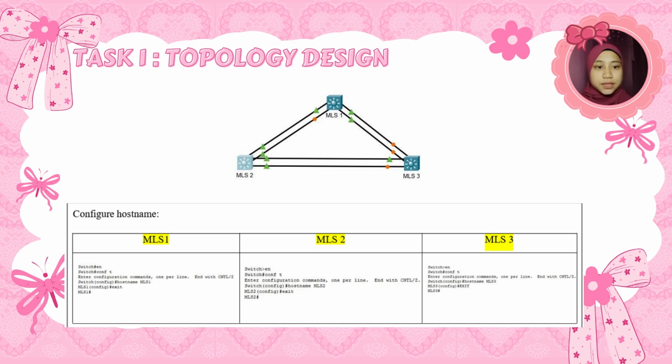As you can see below, this is the configuration for the host name for multi-layer switch 1. We are going to create each of the host names based on this. This is the configuration for MLS1, MLS2 and MLS3. If you don't know what MLS is, it is short for multi-layer switch.